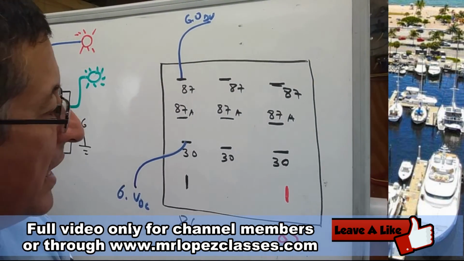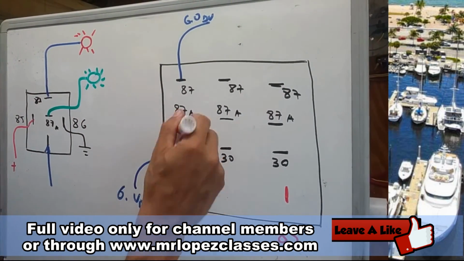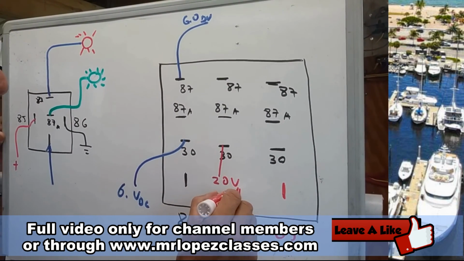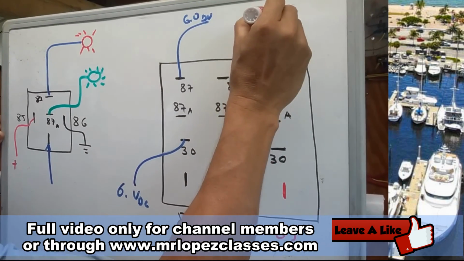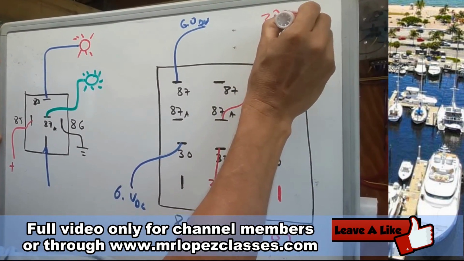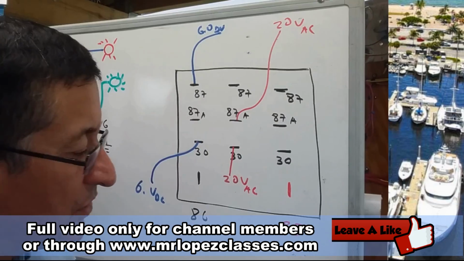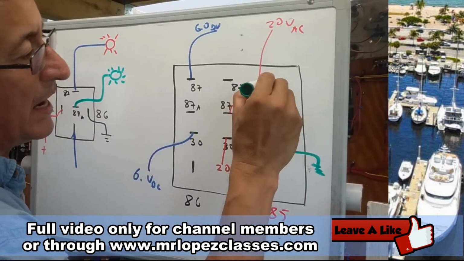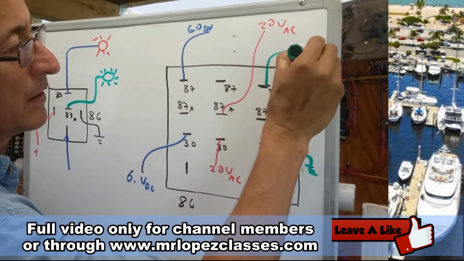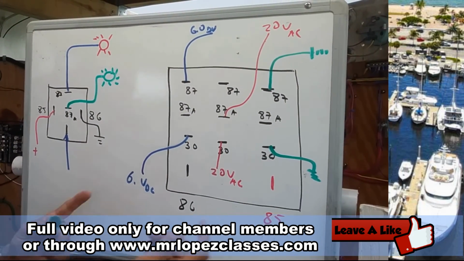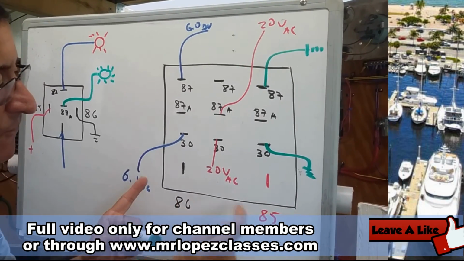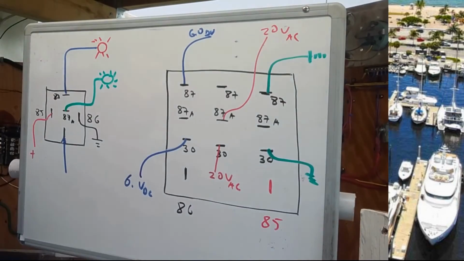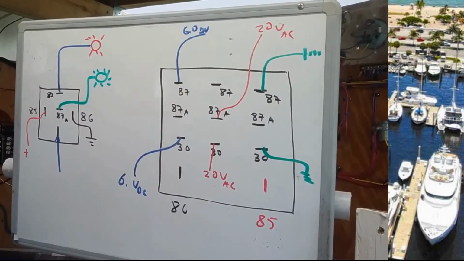And I want to send through this one, in the normally closed position, 20 volts AC. And here 20 volts AC. And I want to send in this one ground, and I send the ground here. In other words, when I bring power to 85 and 86 in those terminals, I send 3 different signals. This is a multiple function relay.